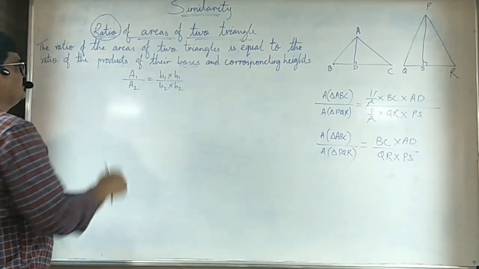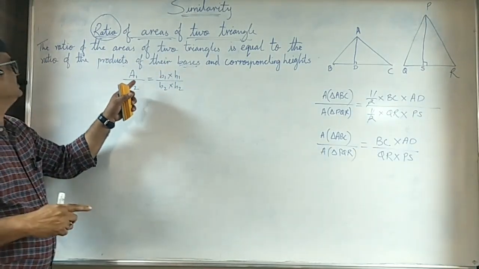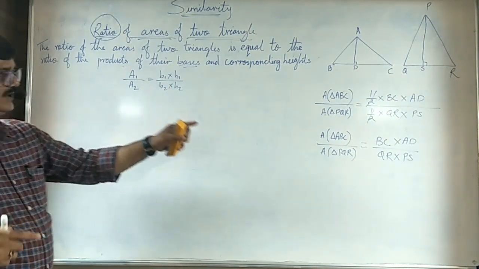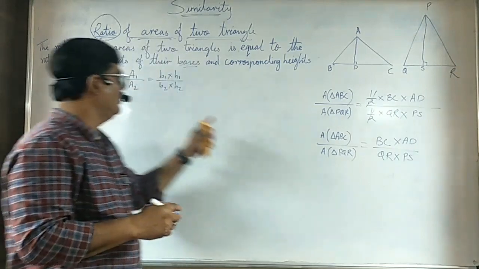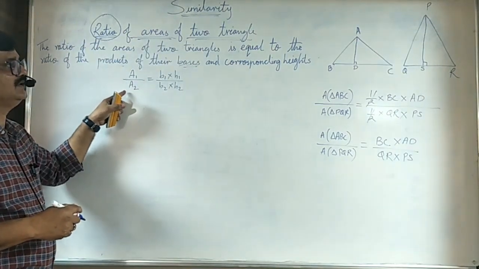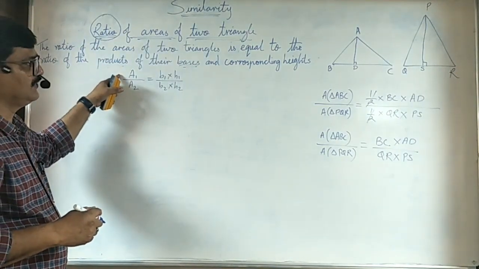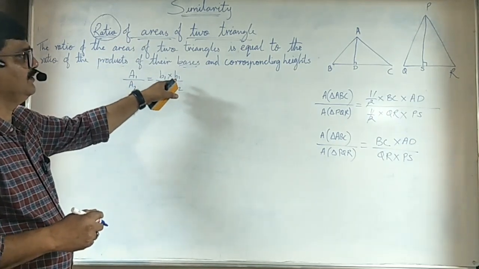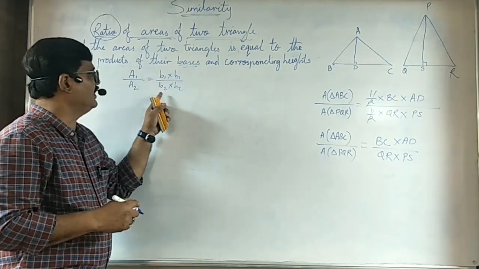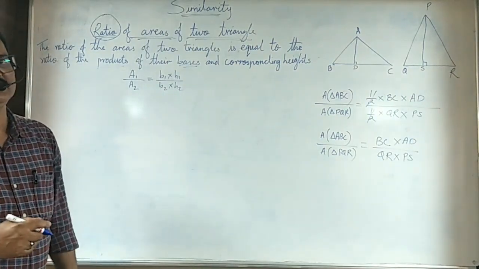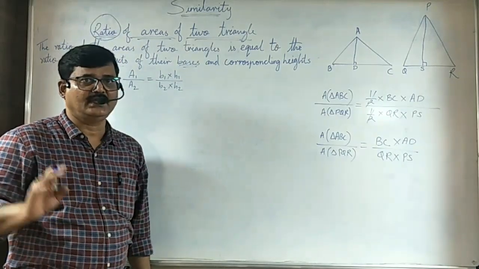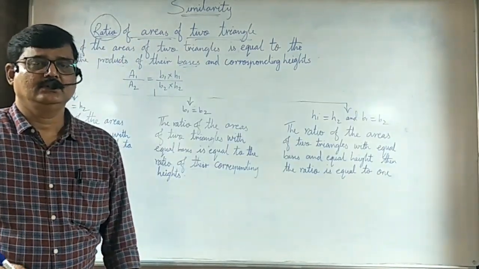The ratio of the areas of the two triangles is equal to the ratio of the product of their bases and the corresponding heights. You can write it in this way or in this way. A1 and A2 are the areas of triangle 1 and triangle 2. B1 and H1 are the base and height of triangle 1, and B2 and H2 are the base and height of triangle 2. Okay students.